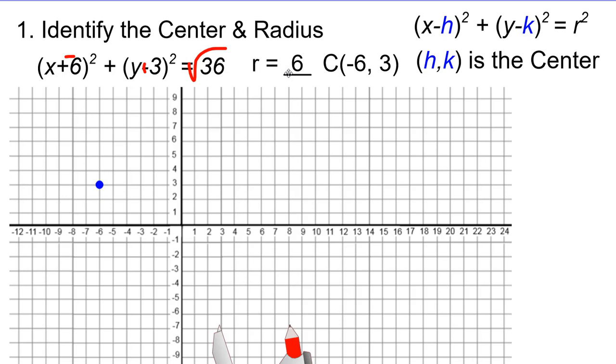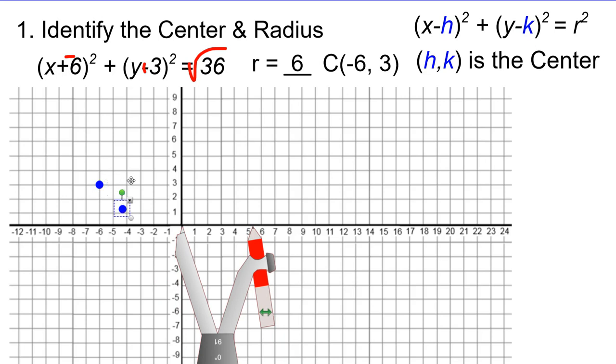And then they said the radius was 6. So to find the radius, a few things we can actually do for that one. Let me just duplicate some points. So from here, just like you did yesterday, if you don't have a compass, we can just plot a few points and then do our best to draw circles.